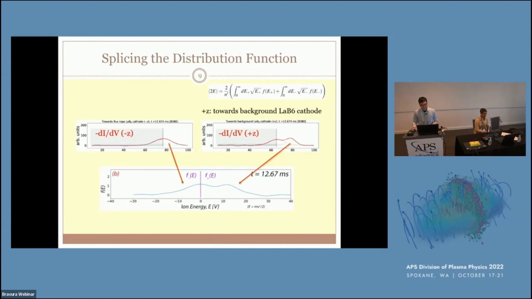And so you split them, and then we only take the side where the discriminator grid voltage is greater than the plasma potential. We take one direction to be positive. So the plus Z direction, which is towards the background LAP6 cathode, we take it to be positive. And so we split these two IV curves, and then we join them together, and then we normalize them to give this distribution function right here.